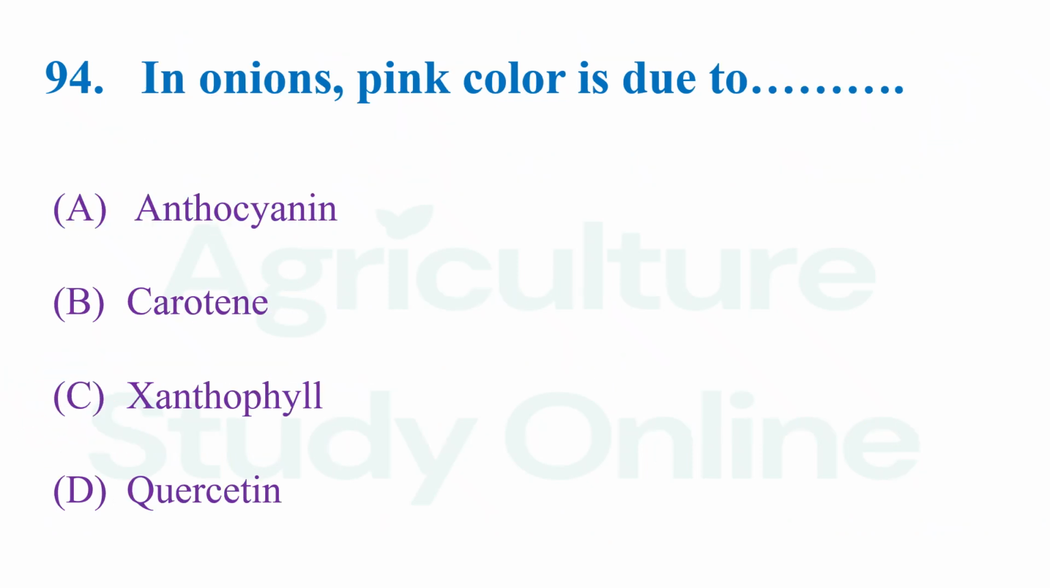Question number 94. In onions, pink color is due to. So the pink or reddish color in onion is due to anthocyanin pigments. It is a water soluble pigment, and it is responsible for pink, red, purple, or blue color in fruits. It depends on the pH: if it's acidic, then it's red or pink; if alkaline, then it's bluish.